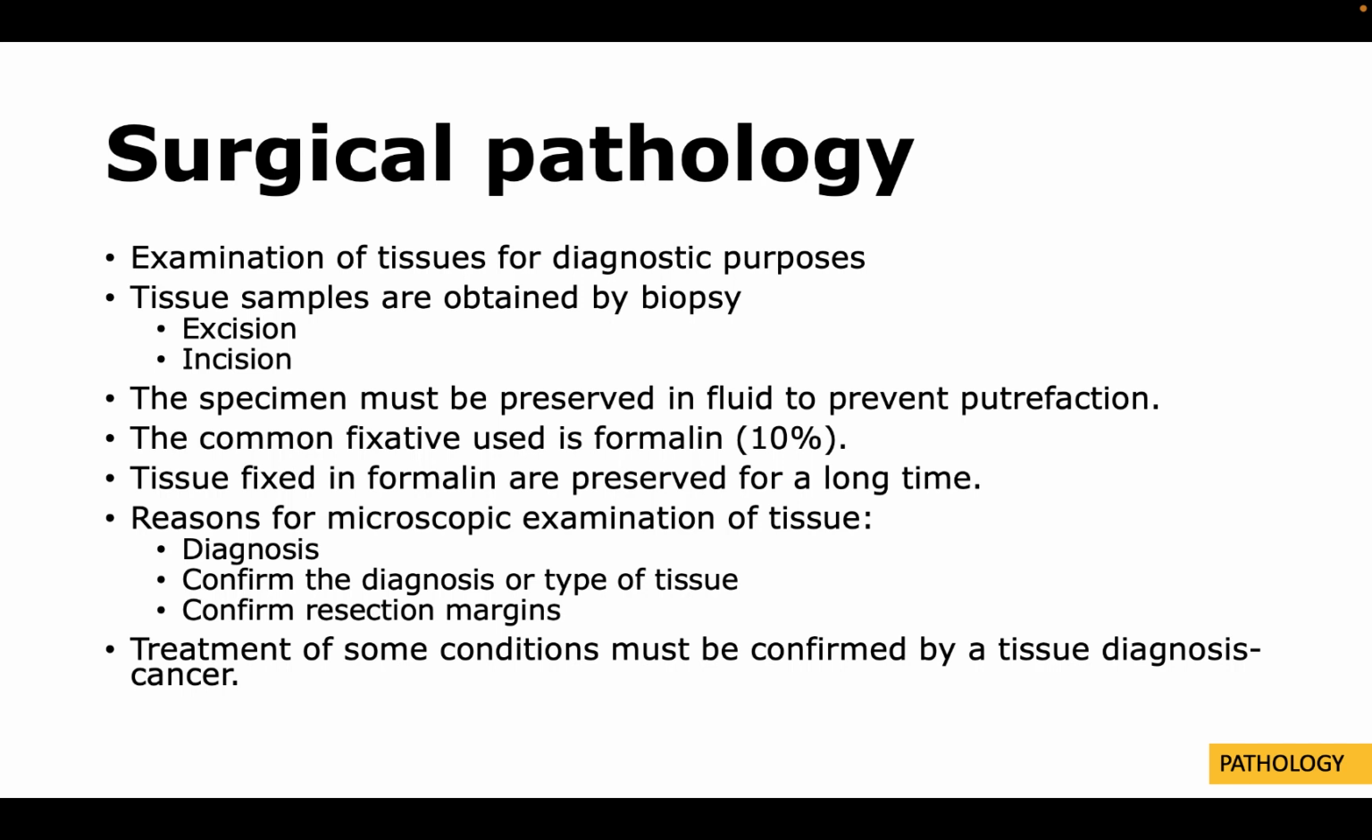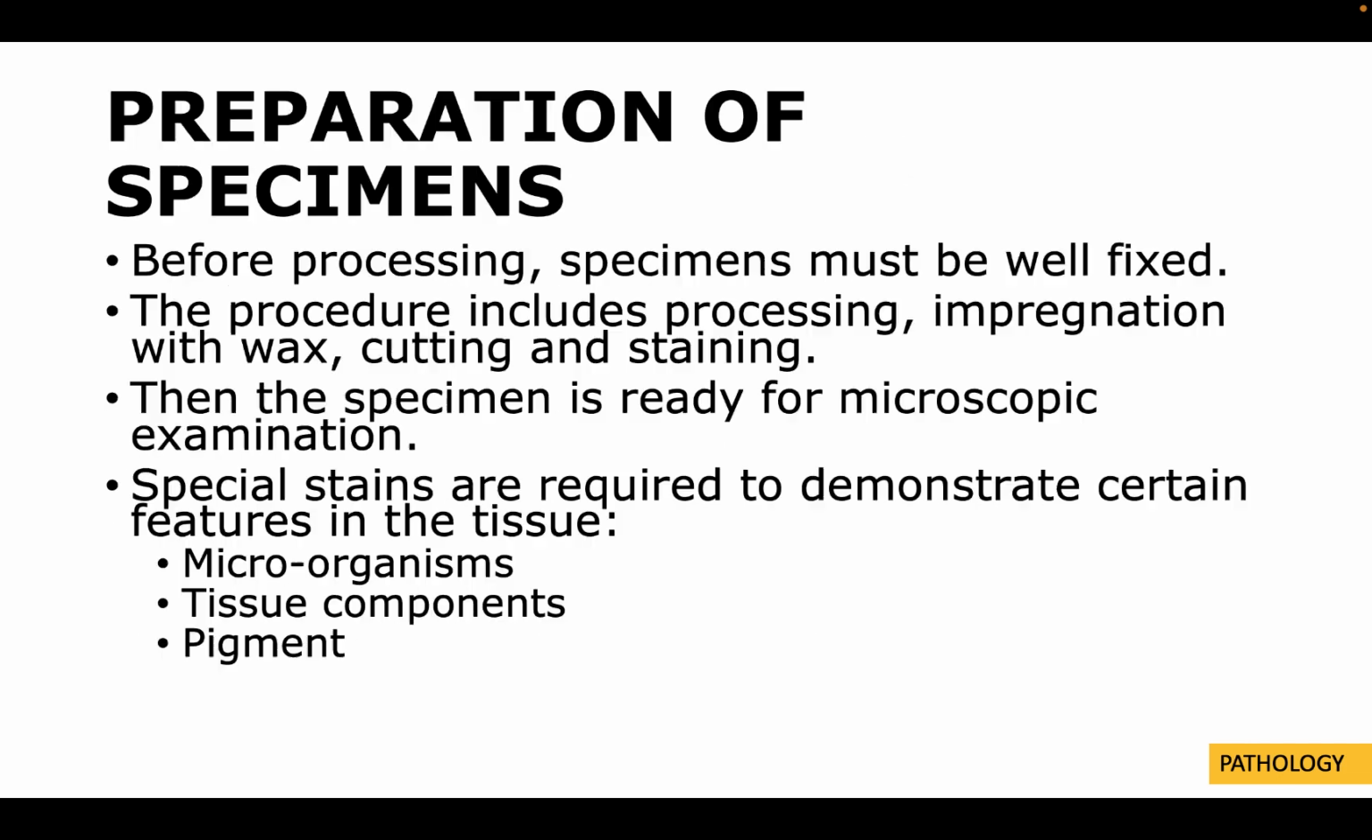And we can examine it under the microscope for the purpose of diagnosis, to confirm the diagnosis or the type of disease, and also to confirm the resection margins. For example, if you have a cancer that you've cut out, you want to ensure that the edges you've cut are free from cancer. If those edges are not free, it means you have to go back, recut, and open this patient up again. So remember that treatment of some conditions must be confirmed by tissue diagnosis. You don't want to start someone on chemotherapy when you don't have a diagnosis that this person indeed has cancer.